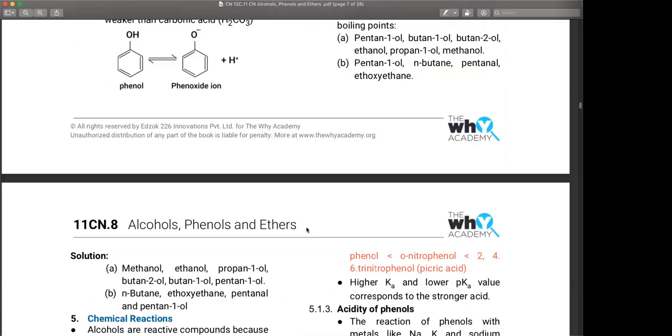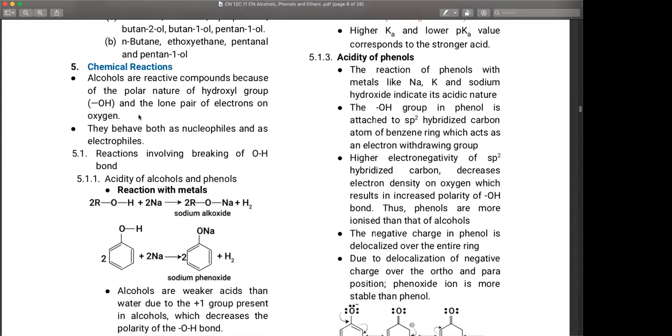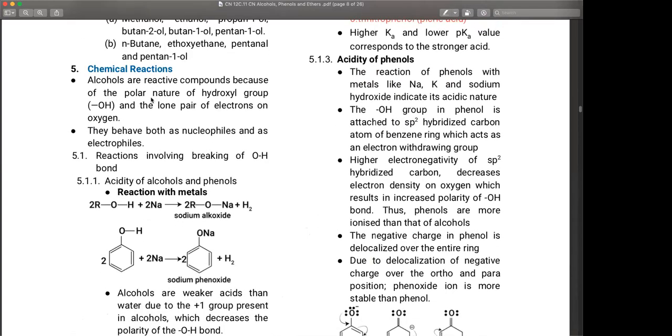ठीक है. Now moving on to chemical properties, chemical reactions. All right. इसके लिए I'll be using the whiteboard. We'll be doing the reactions as and when we discuss it. Okay. So chemical reactions of alcohols.